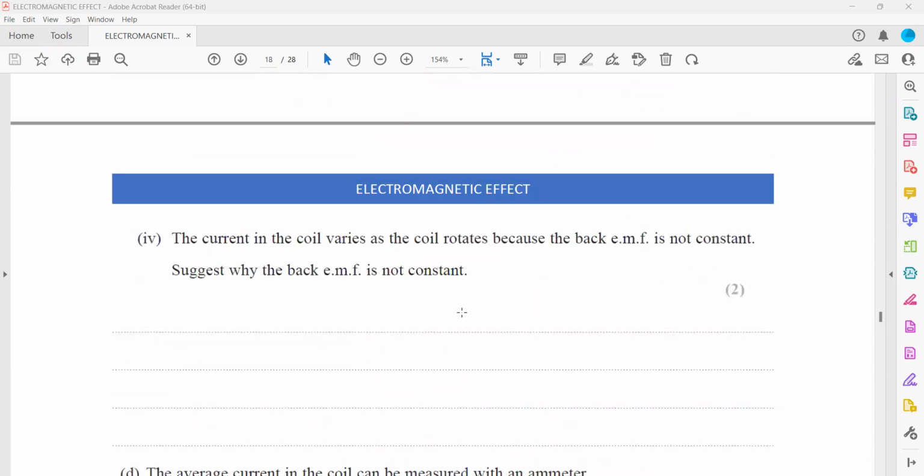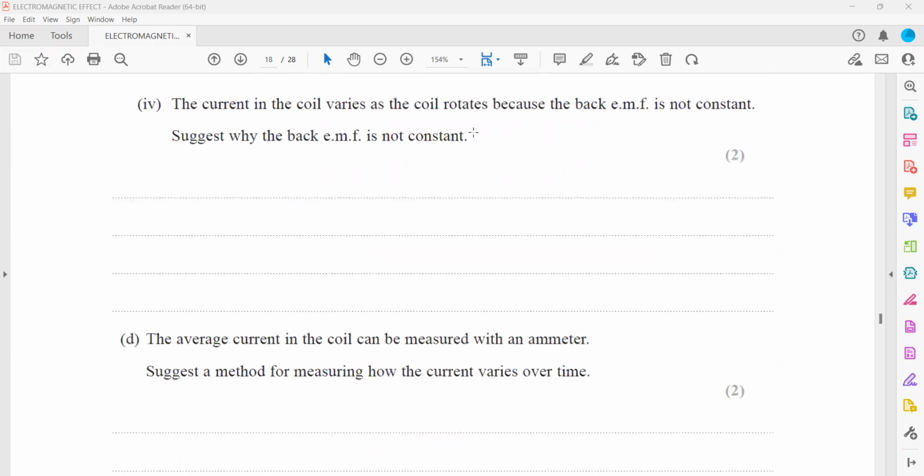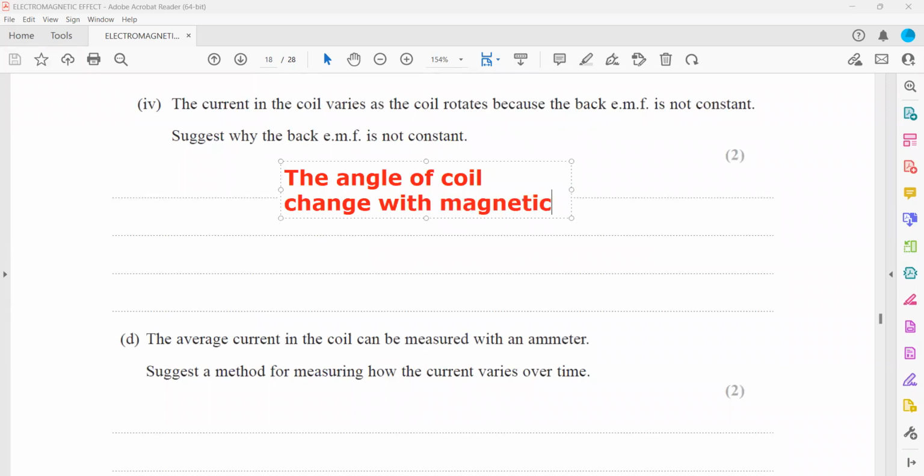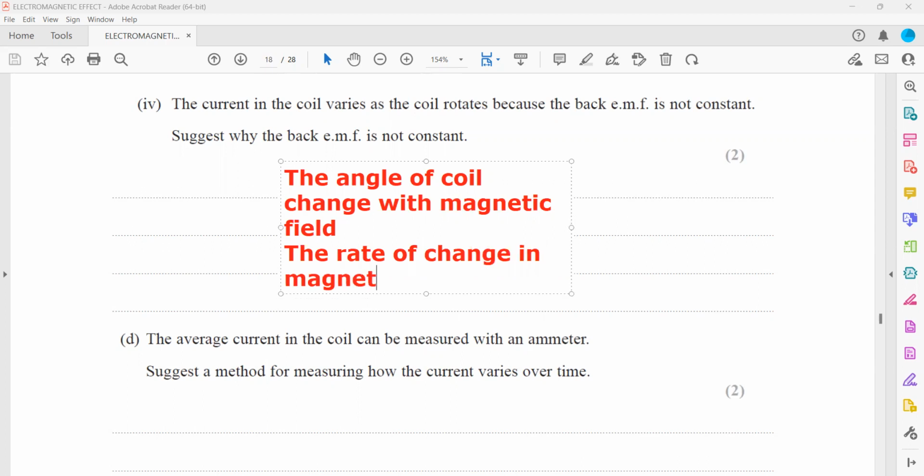So the points you will mention here, that why the back EMF is not constant, because the angle of the coil changes with the magnetic field, or it is not constant. So the rate of change in magnetic flux linkage is not constant. That's why the induced EMF will be different, like induced back EMF will be different.